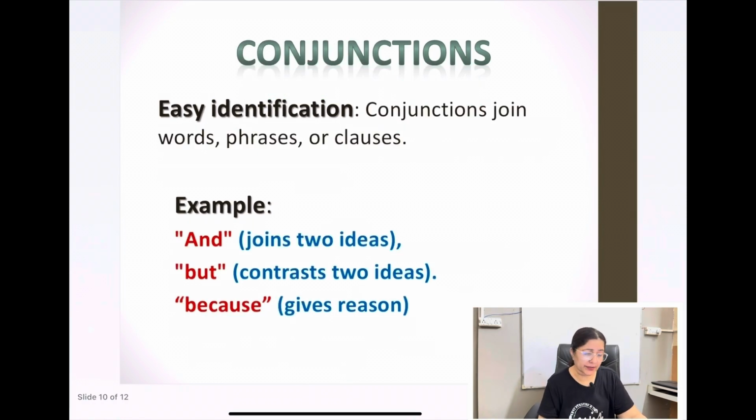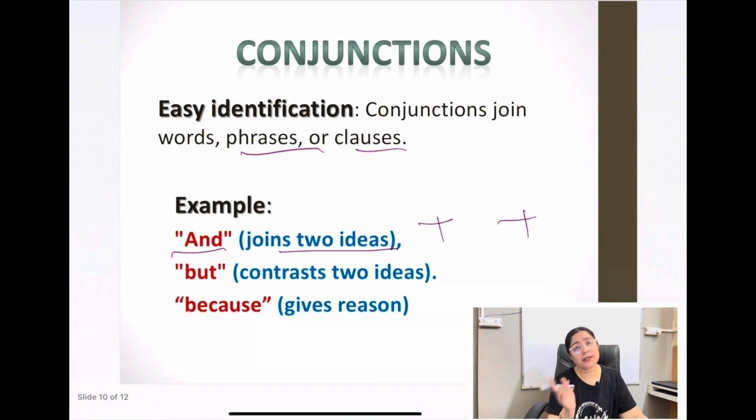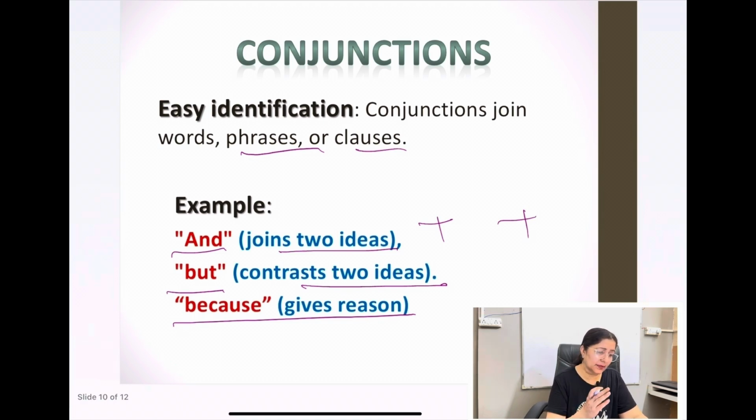Coming to conjunctions, they join words, phrases or clauses simply. Okay. And joins two ideas. These two could be positive and positive, or negative and negative. But contrasts two ideas, meaning one is positive and one is negative. Because gives reason. Similarly, there are so that and so many conjunctions that can be used, and simply when you see you have to join two words, two phrases or two clauses, you have to make use of coordinating conjunctions or subordinating conjunctions.